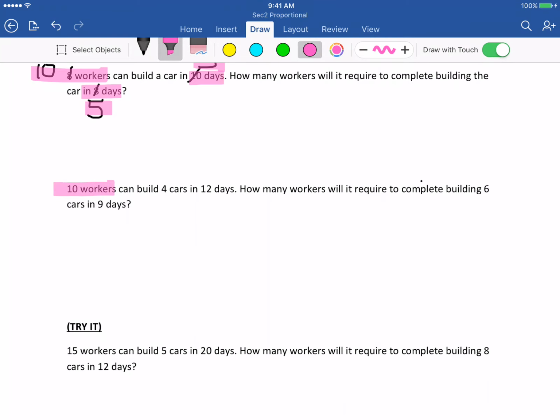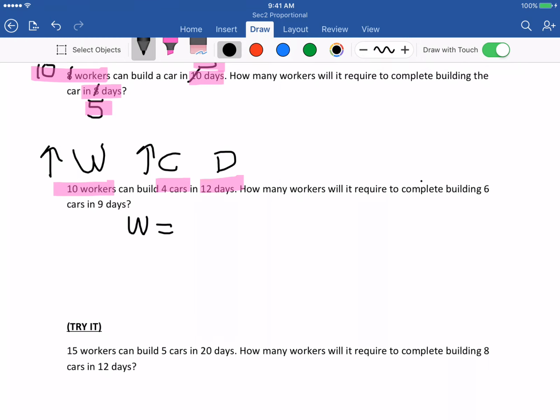Ten workers can build 4 cars in 12 days. How many workers are required to complete the whole building in 6 days? Same thing, we let the workers be W, cars be C, and this be D. So let's talk about workers and cars first. Are workers and cars directly or inversely proportional? When workers increase, the number of cars produced will also increase. So direct proportion. So we write W equals K times C.